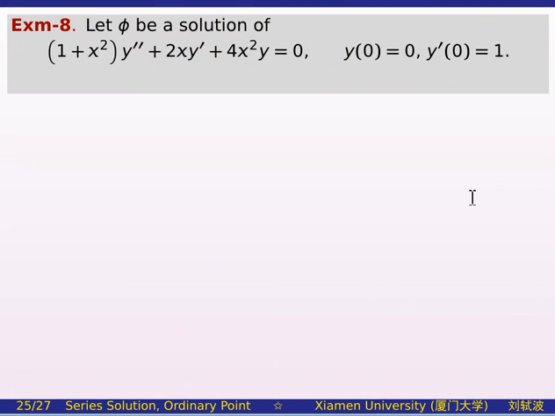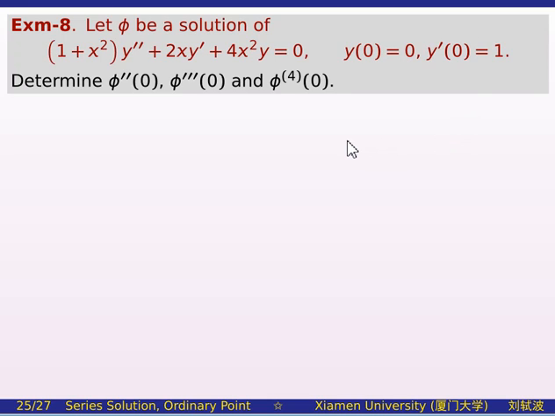So we consider some example. Suppose phi is a solution of this variable coefficient second order linear equation, with the initial value condition y of 0 is 0, y prime of 0 is 1. So we are required to compute the first several derivatives of phi at 0.